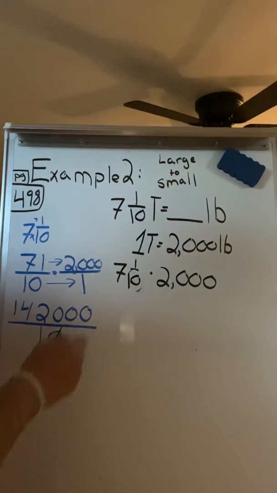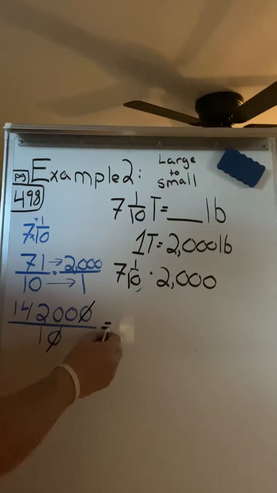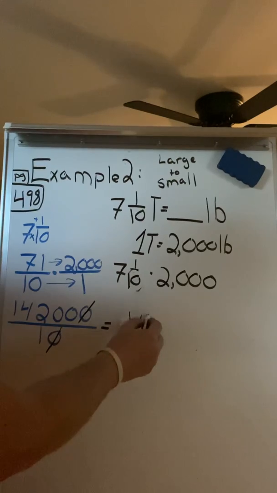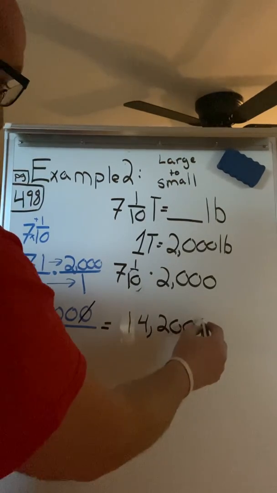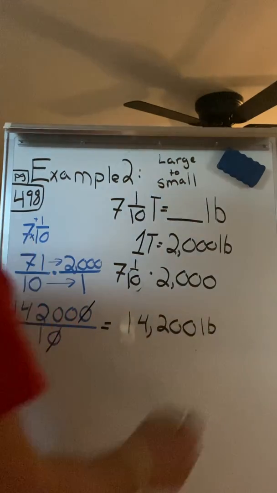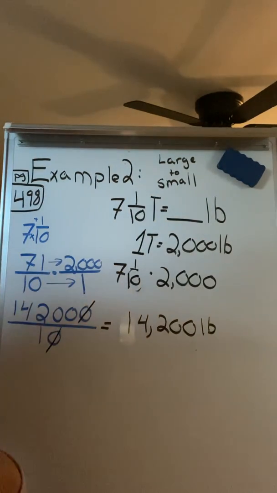Cross out our 0 here, cross out a 0 here. So our answer is going to be 14,200 pounds. Okay. And I know that went through that quickly.